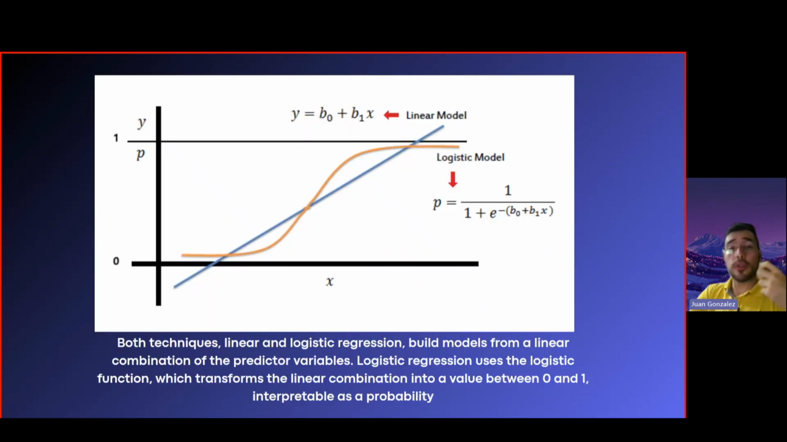We can also understand logistic regression and linear regression with an important point of analysis. Both techniques build a model from a linear combination of the features. So logistic regression is going to use the sigmoid function to transform the linear combination, which is going to give us the probability to determine if it is 0 or 1.